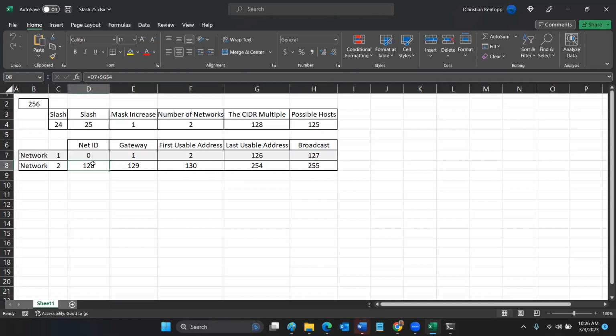The network ID of the following network. So that in the second network, the network ID is 192.168.1.128. Now, why would you do this kind of thing?